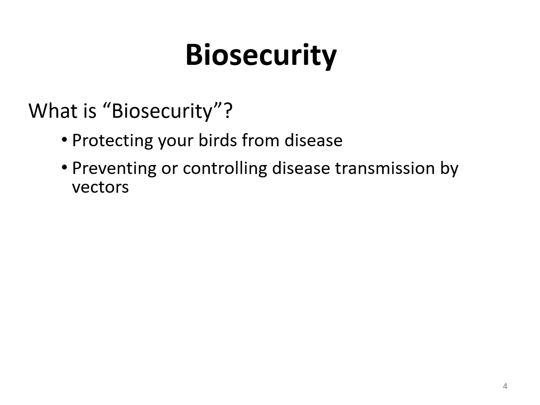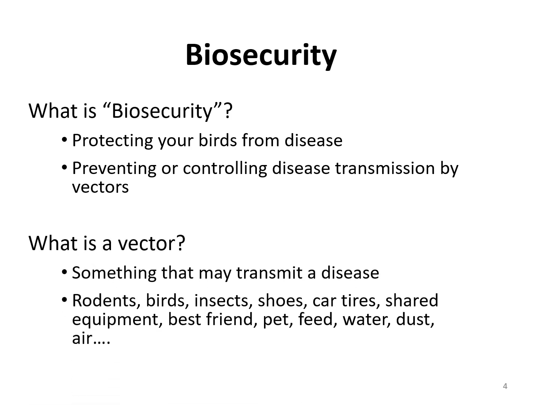Biosecurity is protecting your birds from disease, preventing or controlling disease transmission by vectors. The vectors are the carriers which are having the pathogens or other biosecurity related pathogens which may cause diseases to spread into the animal. So vector transmission is the biggest factor in transmitting diseases in the animals. What is a vector? A vector may transmit a disease: rodents, birds, insects, shoes, car tires, shared equipment, pets, feed, water, dust, air. These are all the vectors which may act as a carrier of the pathogens in the farm.